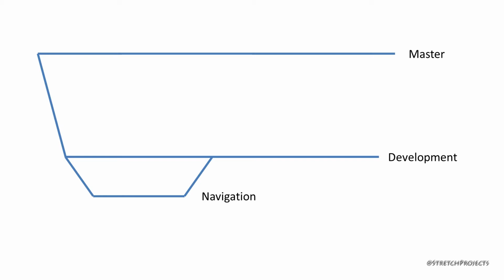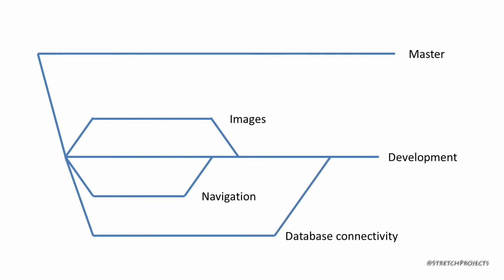In terms of a realistic example, if we wanted to have multiple people working on the project at the same time, while one person is working on a navigation system, we could have another person working on images, or database connectivity, or the core of the framework itself. Each of these would be branches of their own.